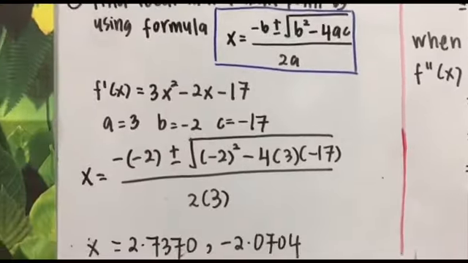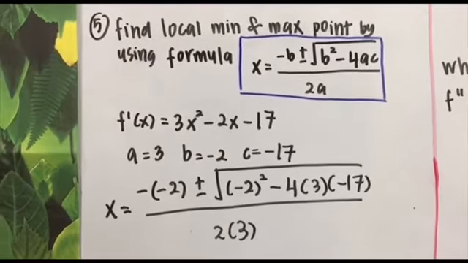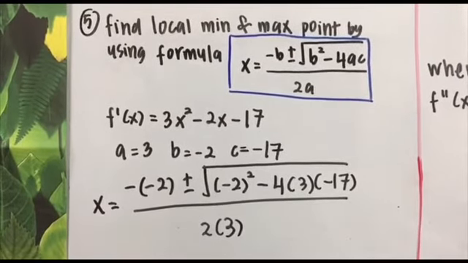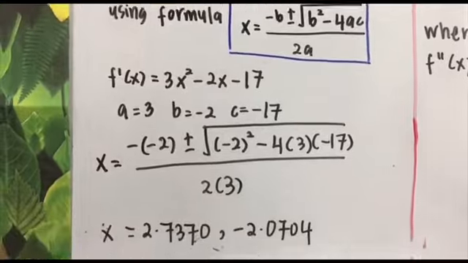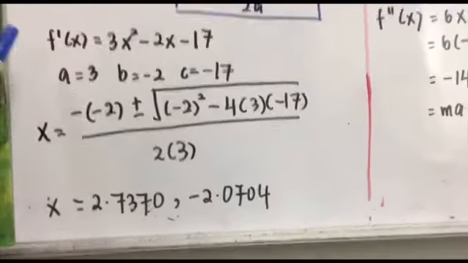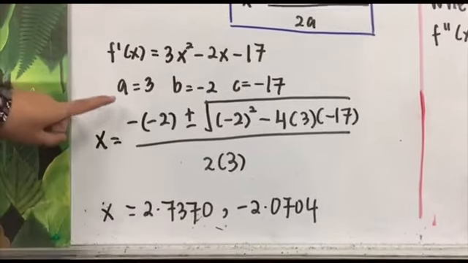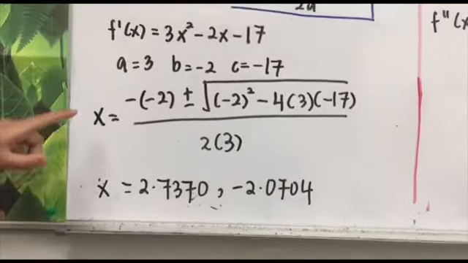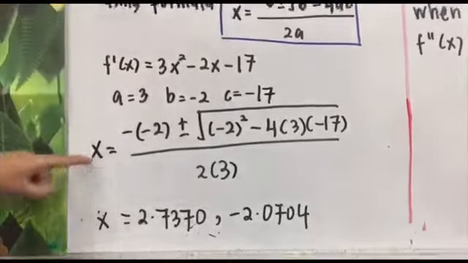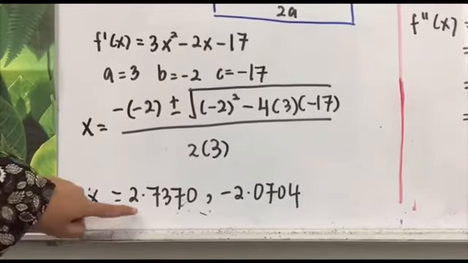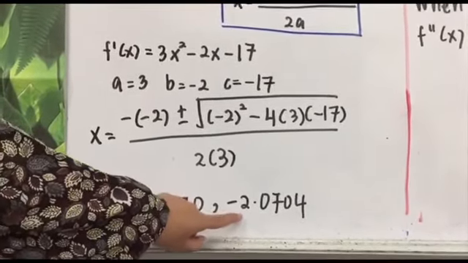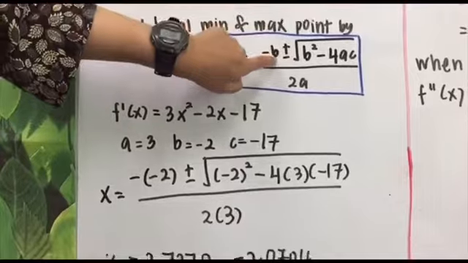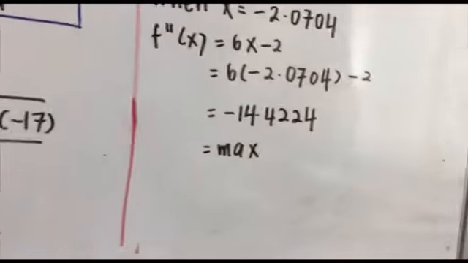Next, to find the local minimum and maximum points, we use the formula x = (−b ± √(b² − 4ac)) / 2a. We use the first derivative, where a is 3, b is −2, and c is −17. Substituting a, b, and c into the formula, we get x = 2.7370 and x = −2.0704, since the formula has plus and minus.